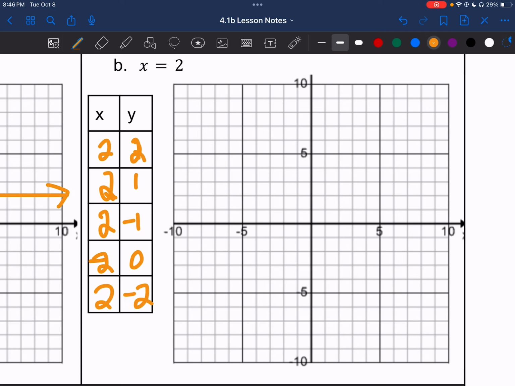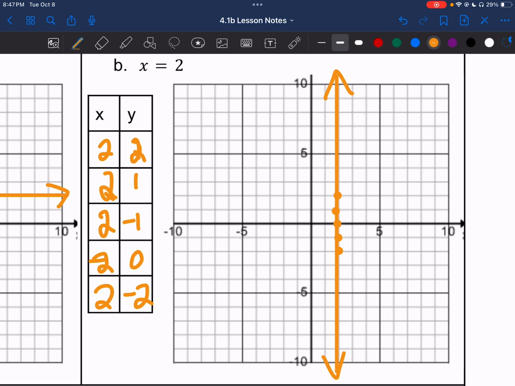Right? Y values are any number. You can have any y value no matter what, it's still going to have an x value of 2. So again, if I graph these points, we have 2, 2, we have 2, 1, we have 2, 0, 2, -1, and 2, -2. And so an x equals equation is going to look like this, where you have a vertical line.